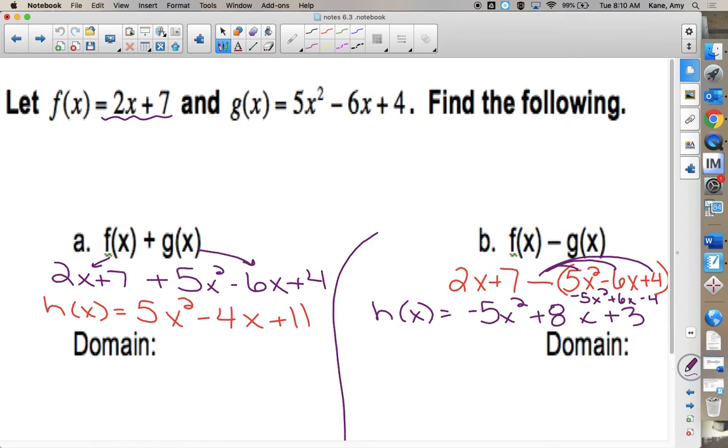Chris, what's the domain of any linear function? Right. So the domain of a line is negative infinity to positive infinity. It has an odd power. The domain of any odd power function is negative infinity to positive infinity. So that's a line. Let's look at the second one. What type of function is 5x squared minus 6x plus 4? Josh. Yeah, that's a parabola. So x squared gives us a parabola. Josh, what's the domain of every parabola?